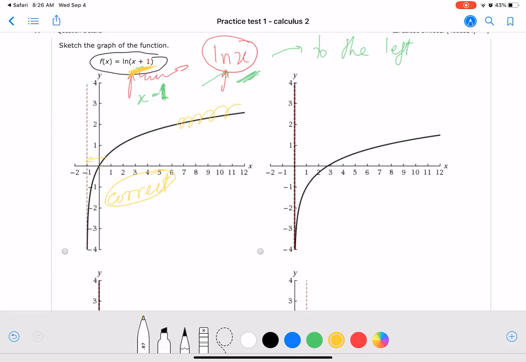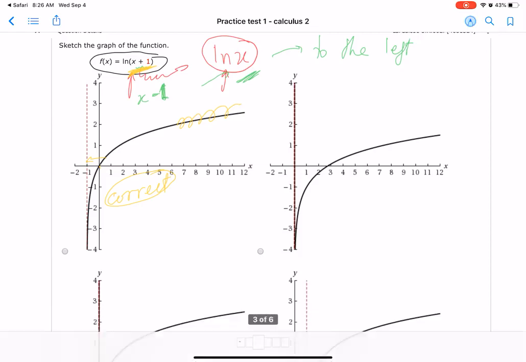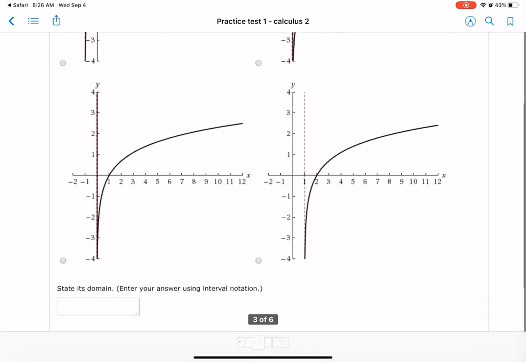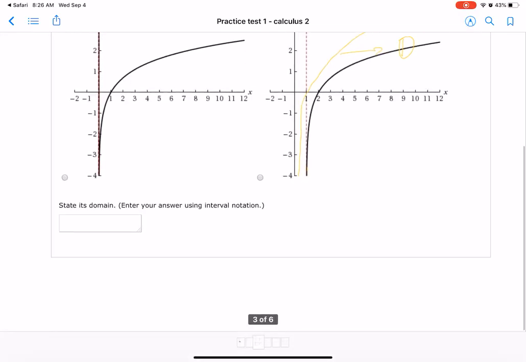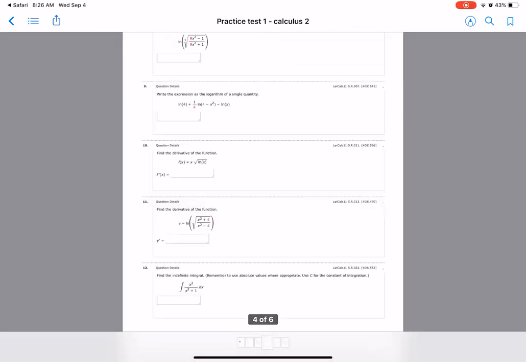The second graph is not correct because we don't shift anything. We just make some scale change in the graph. And then the third one is also not correct. The last one is the graph of ln of x minus 1, because we shift the graph of ln of x to the right. Okay, let's move to the next problem.